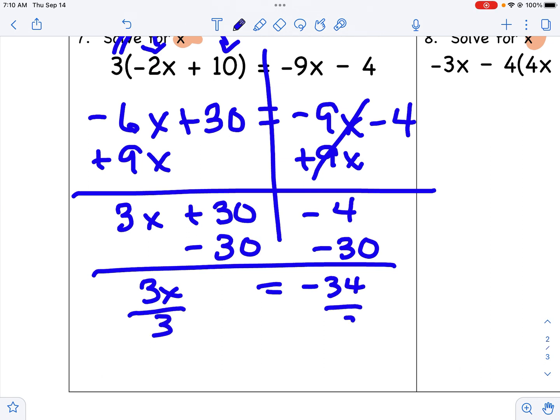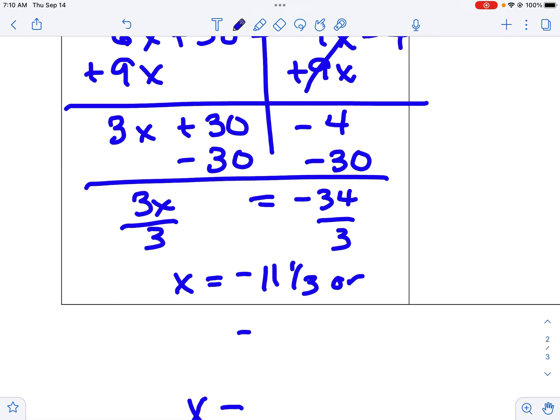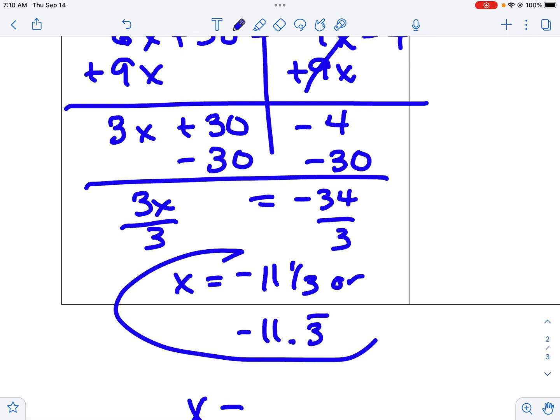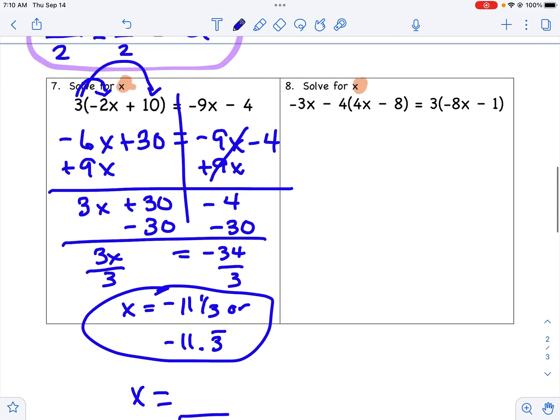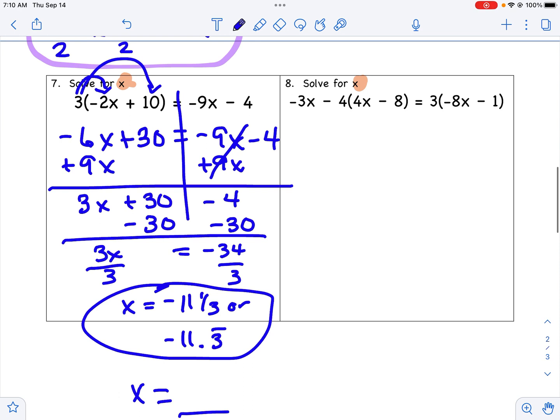We're going to divide by 3. You're going to see that x is now equal to negative 11 1/3, or negative 11.3 repeater. And that would be my solution. Again, it's just a multi-step equation. You're solving for x, just like we always do.